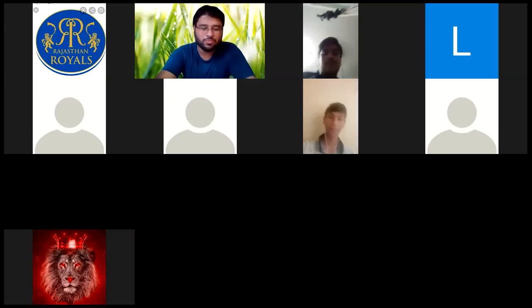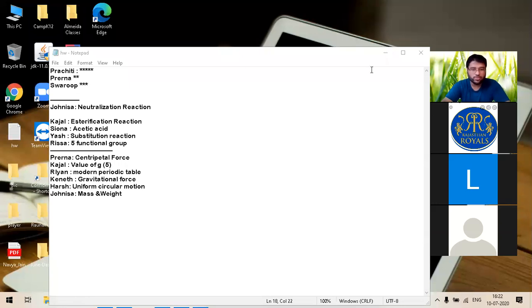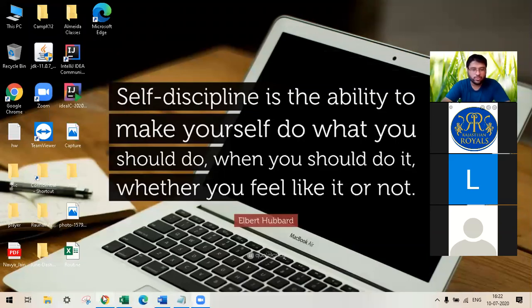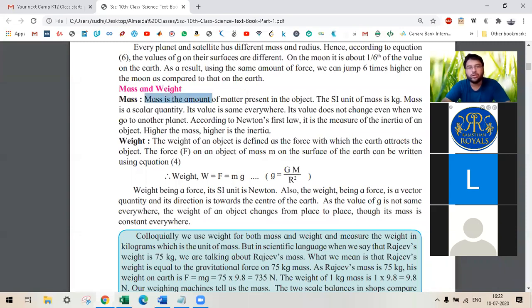You have to write this part. Let me show you all. So, share screen. Okay, see, mass is the amount of matter present in an object. The SI unit of mass is kg. Mass is a scalar quantity. Its value is the same everywhere. Its value does not change even when we go to another planet. According to Newton's first law, it is the measure of the inertia of an object. Higher the mass, higher is the inertia.